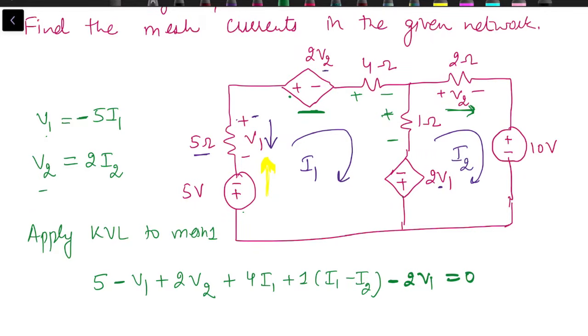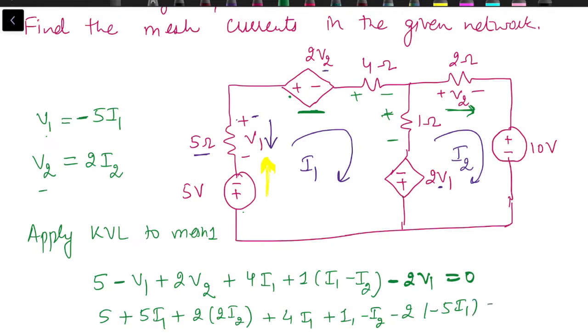Now substitute the value of V1 and V2 in this equation. So 5 plus 5I1 plus 2 into 2I2 plus 4I1 plus I1 minus I2 minus 2 into minus 5I1 equal to 0. Simplification of this will give us the equation 20I1 plus 3I2 equal to minus 5. This is the first equation.